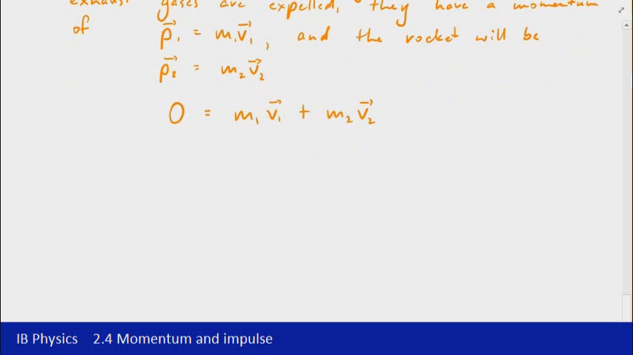Or, more to the point, if we take m1 v1 over to the other side, the momentum of the rocket will be equal and opposite to the momentum of the exhaust gases. So m2 v2 is equal to negative m1 v1. The negative here just means that they're in the opposite direction. You can see that the exhaust gas is being expelled to the left in the diagram above, and the rocket starts to move to the right.